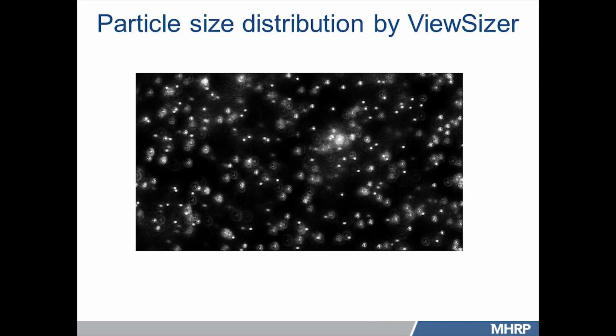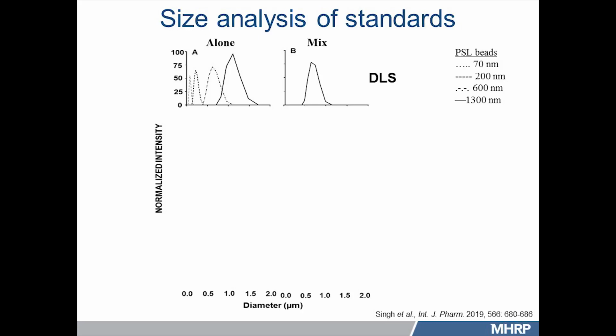This is a snapshot of 70 nanometer polystyrene latex beads showing the distribution of the particles in the optical setup of the ViewSizer. You see that they are pretty homogeneous, which is what you expect with beads of one size. But we also created a mix of the beads and tried that mix with different techniques. I'll be talking about the comparative analysis using DLS, laser diffraction, and nanoparticle tracking analysis.